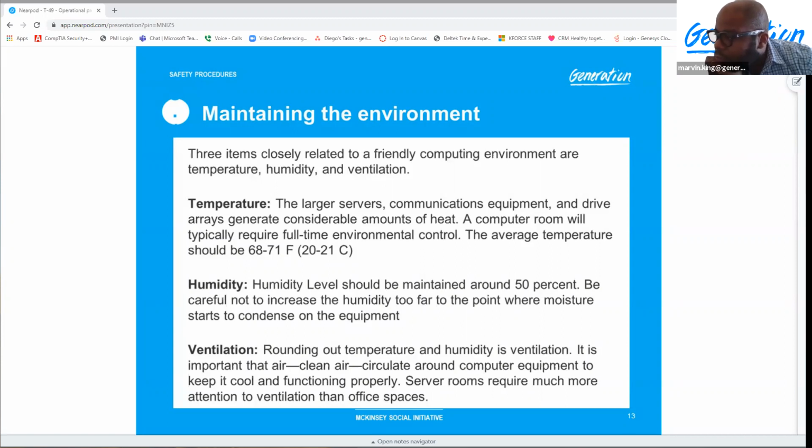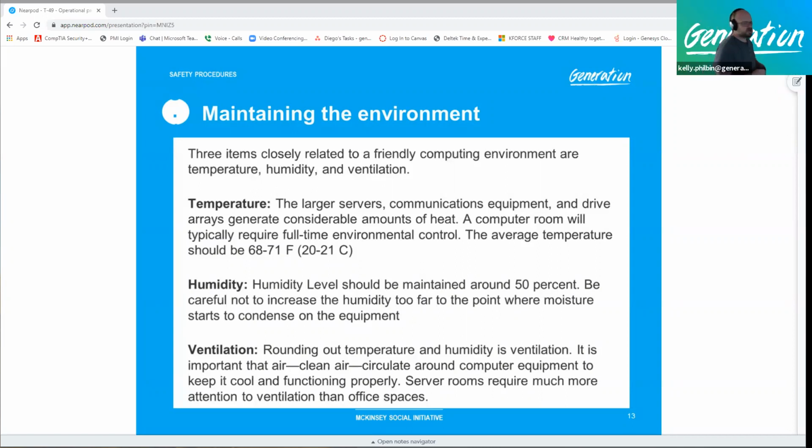Ventilation. Rounding out temperature and humidity is ventilation. It is important that clean air circulate around computer equipment to keep it cool and functioning properly. Server rooms require much more attention to ventilation than office spaces.